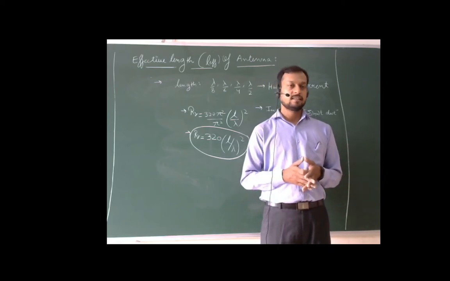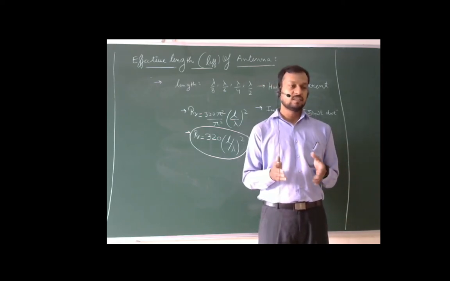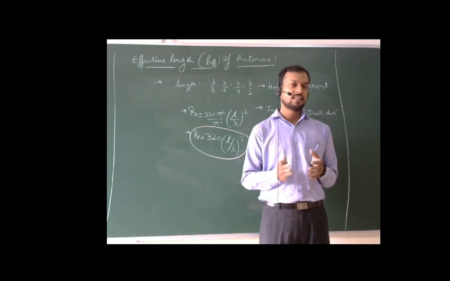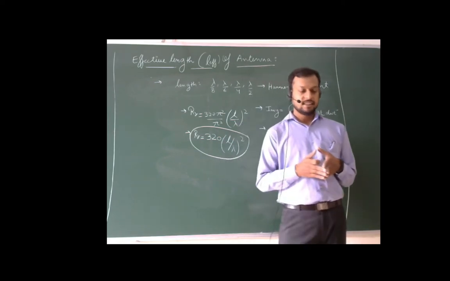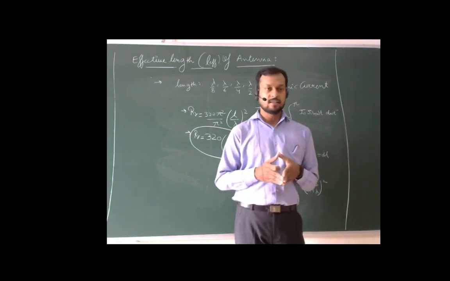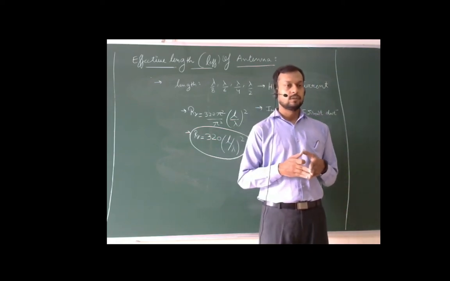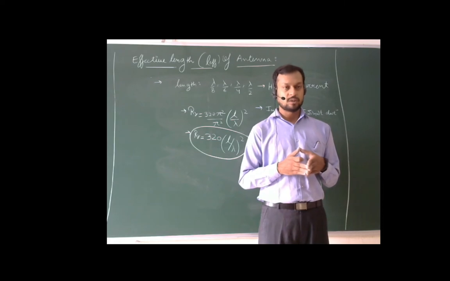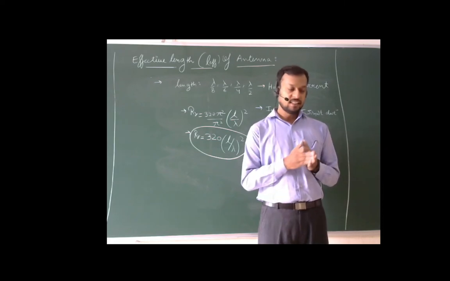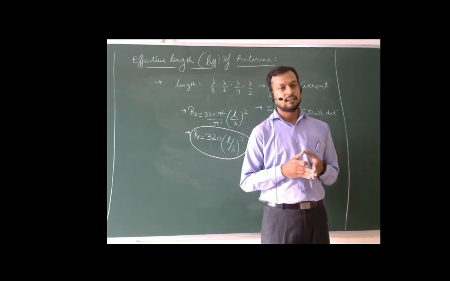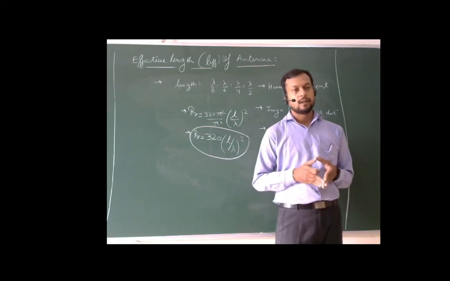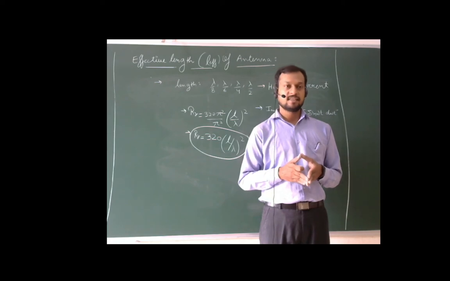Now the third case where the length is very short, that is less than lambda by 20, is categorized as the Hertzian dipole. In that condition the current is almost uniform in nature and the dL length is considered as L, that is the length of the wire, and in that case the resistance is 80 pi square (L by lambda) whole square.